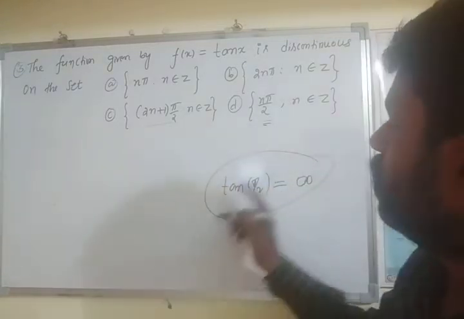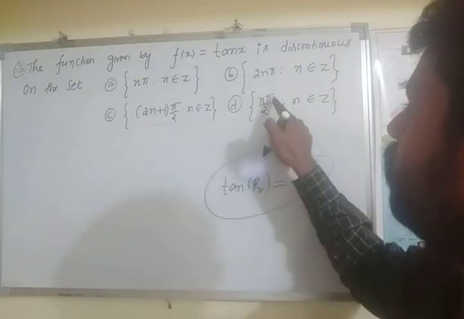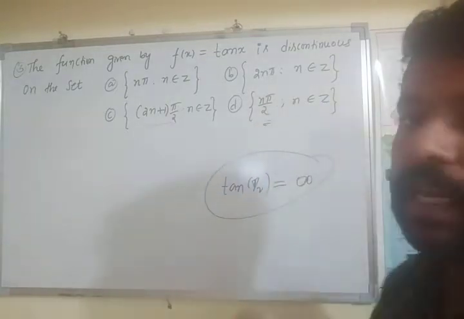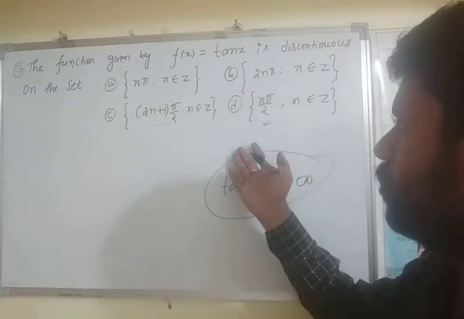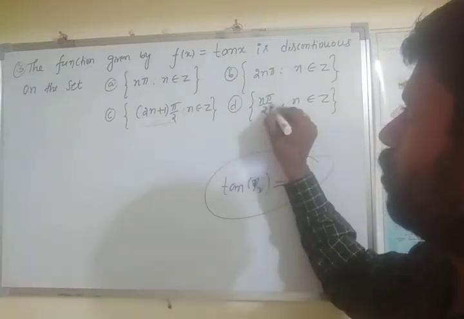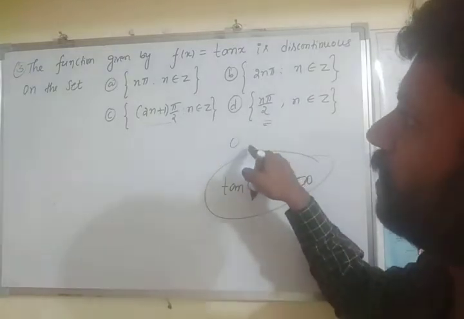See now here we have an option in the form of nπ/2, n belongs to Z. N belongs to Z means integers we consider. Suppose we consider n is 0. 0 into π/2 we get 0. So this is a possible form in that result.